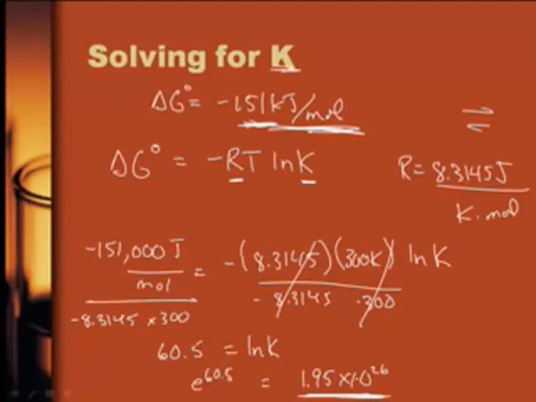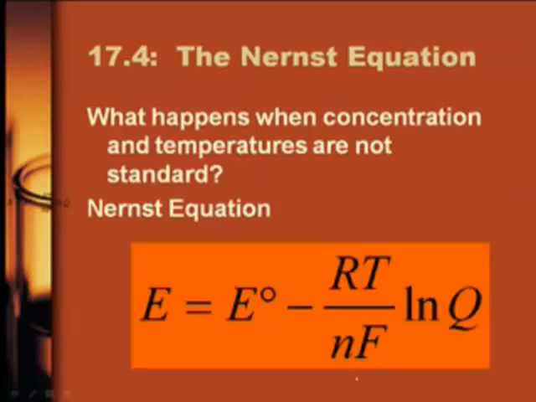If it's much larger than 1, then the products are favored. In this reaction, they are very, very favored. Okay? All right.